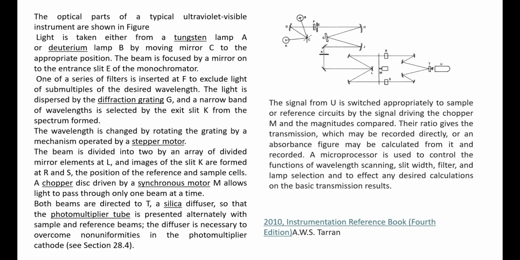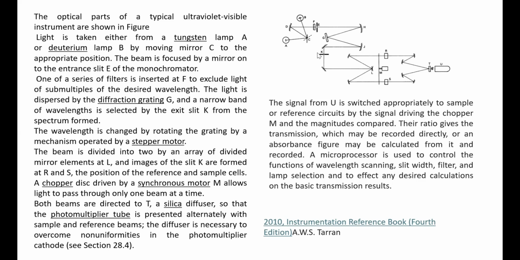Now, after that, you have a series of filters which are inserted. F indicates a filter to exclude light of submultiples of the desired wavelength. The light is dispersed by diffraction gratings. That is the word I told you in the beginning. You are going to have prisms and diffraction gratings, denoted by letter G. And a narrow band of wavelength is selected from the spectrum by the exit slit K. Can you see K?